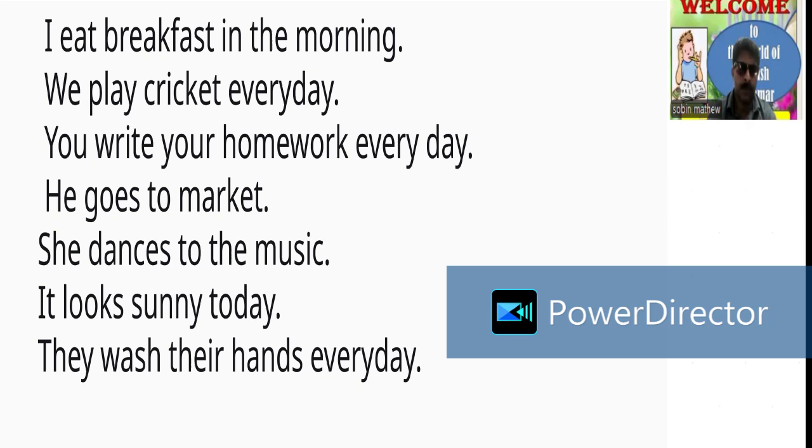Then, she dances to the music. And the next sentence: it looks sunny today. And the last sentence: they wash their hands every day. Did all of you understand the sentences? How to make affirmative sentences in simple present? Did you understand? Then all the students reply to the teacher, "Yes, sir, we understood."